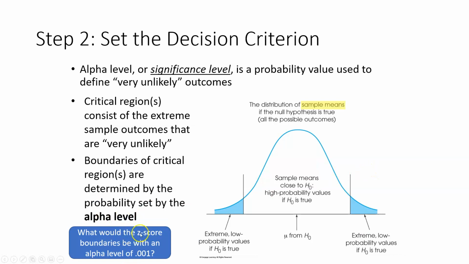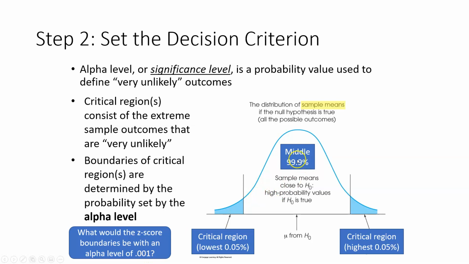Okay, finally, what would the z-score boundaries be with an alpha level of 0.001? In this case, this is 0.1%. So we have to take the middle 99.9% and separate this 0.1% into the lowest and highest tails, 0.05% in the lowest and 0.05% in the highest. Can you figure out from your unit normal table what the z-scores should be? Hopefully you discovered that it was negative 3.3 and positive 3.3.